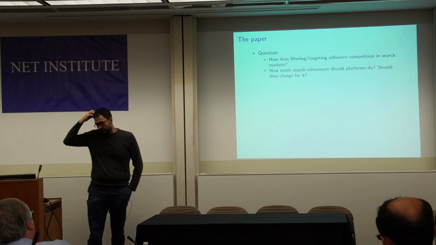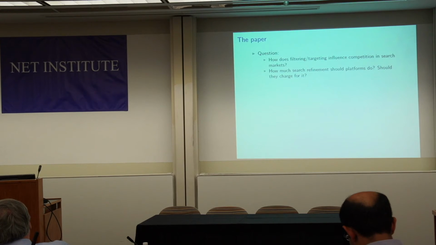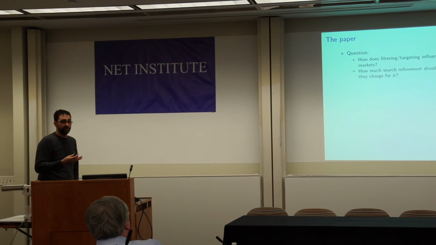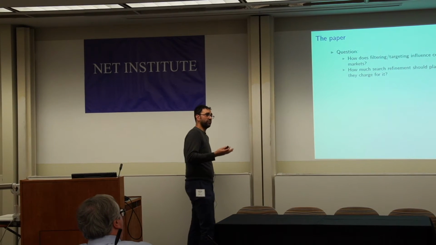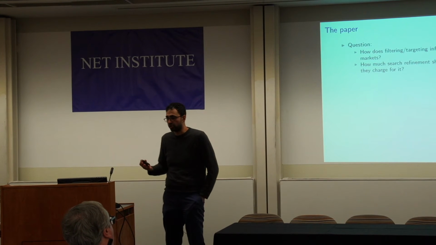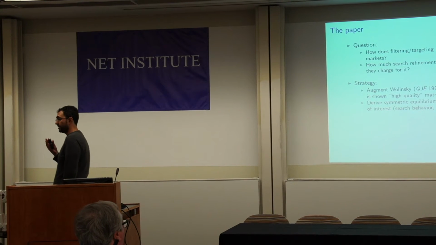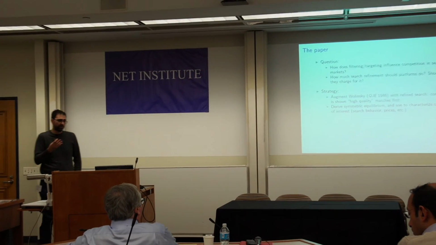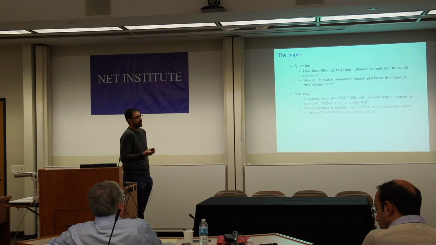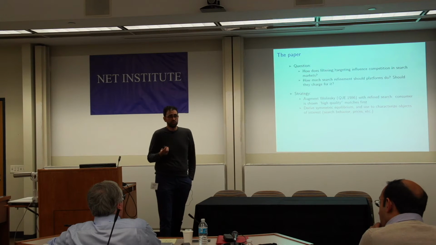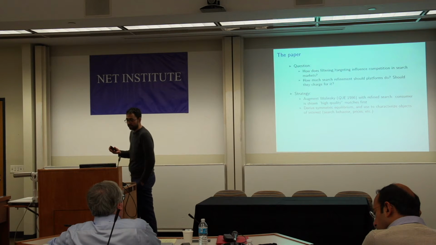So just briefly to quickly summarize the paper, the basic question is, how does filtering or targeting influence competition in search markets? And in particular, once we understand how it influences competition, what does that mean that a platform that's providing a search market should do? Should they be charging for refinement? How much refinement should they allow? That sort of thing. And so the approach is to basically augment Wolinsky's classic paper on consumer search and add this search refinement aspect to it. Essentially say, what happens if we can guarantee that consumers are going to see high quality matches first? So it's not really pure random search, but it's somewhat directed.